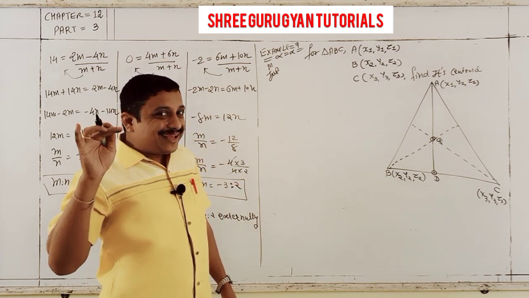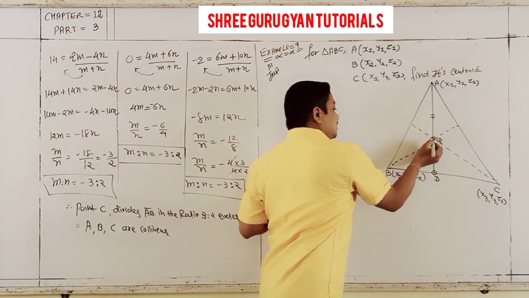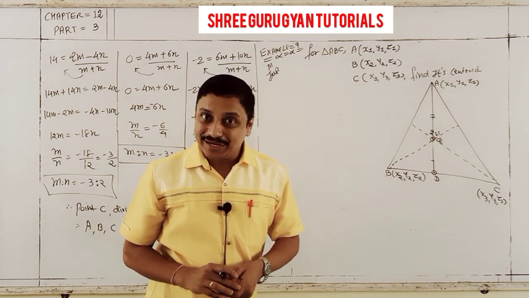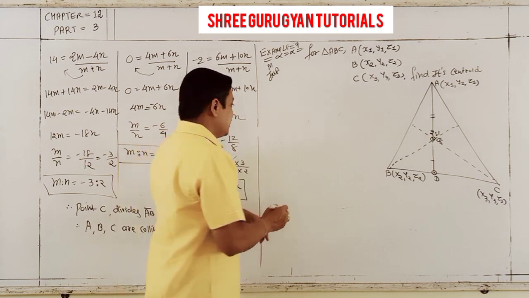I will go to only A, G, D. This is 2 parts and that is 1 part. So 2:1 is fixed every time the centroid is derived. So here I take the first median.